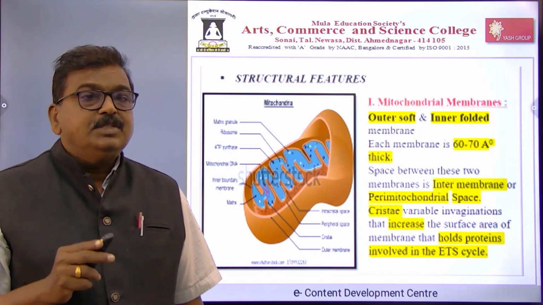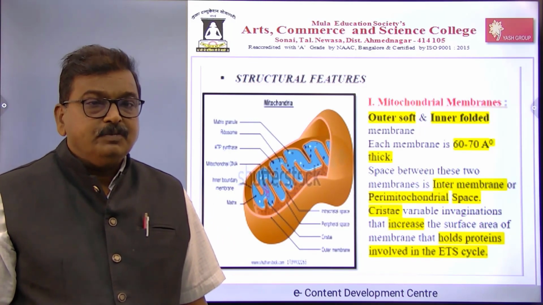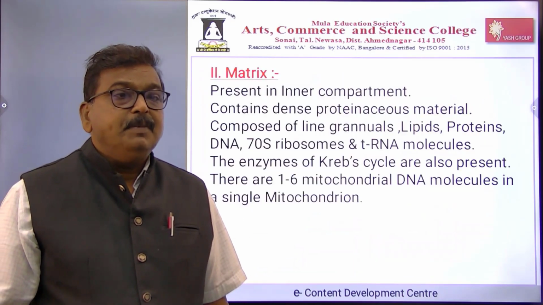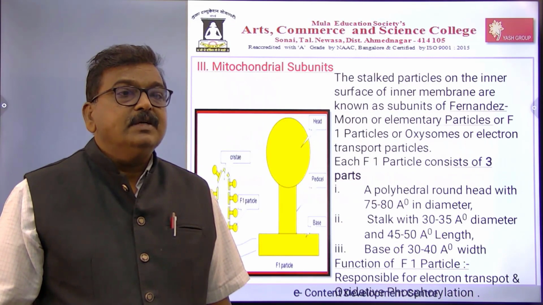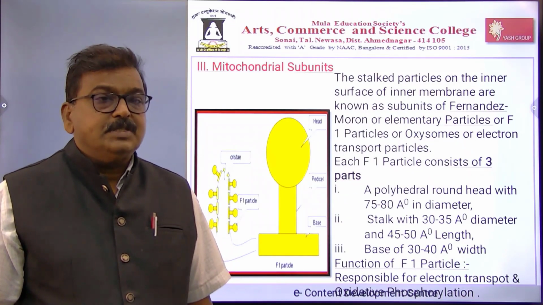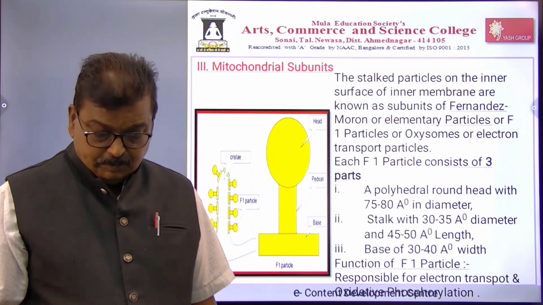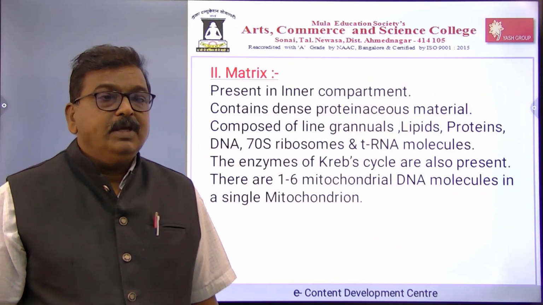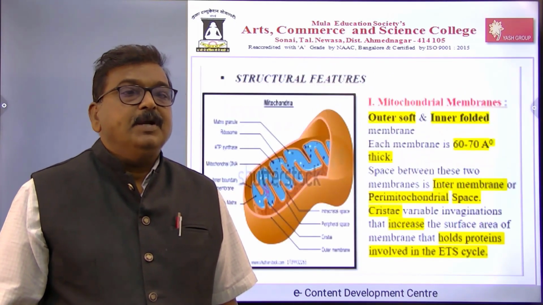Mitochondria is divided into three main parts. One is the mitochondrial membrane, another one is the matrix, and the third one is the mitochondrial subunits. These are the three different parts of the mitochondria. Now, one by one, we are going to complete these three parts.